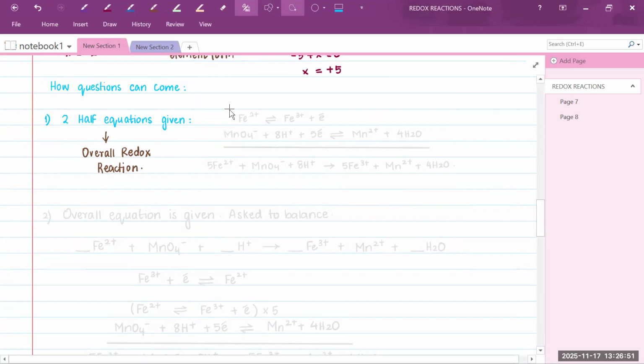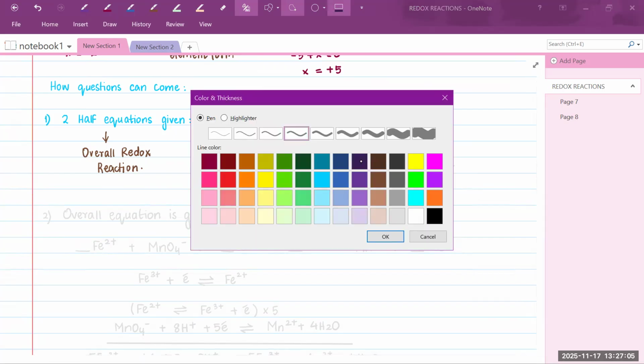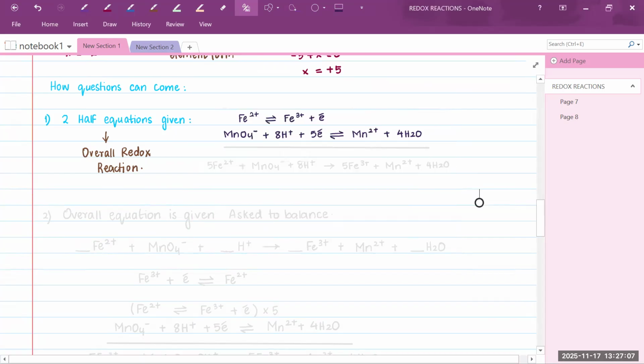For example, these are the two equations that will be given to you. Okay, so these are the two equations given to you. Fe2+ is getting converted to Fe3+. MnO4- is getting converted to Mn2+.